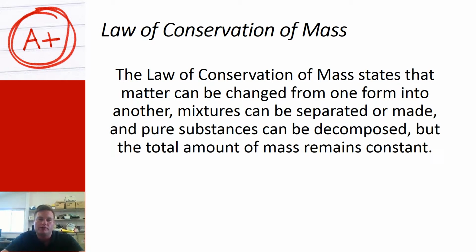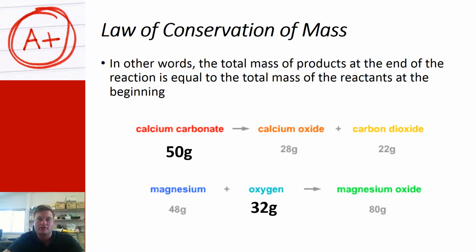Something that could appear in our B level exam is the law of conservation of mass, which basically states that matter can't be created or destroyed. There's a set amount of matter in the universe. In other words, when we're looking at our chemical formulas, the mass of the products is going to be the mass of the reactants.